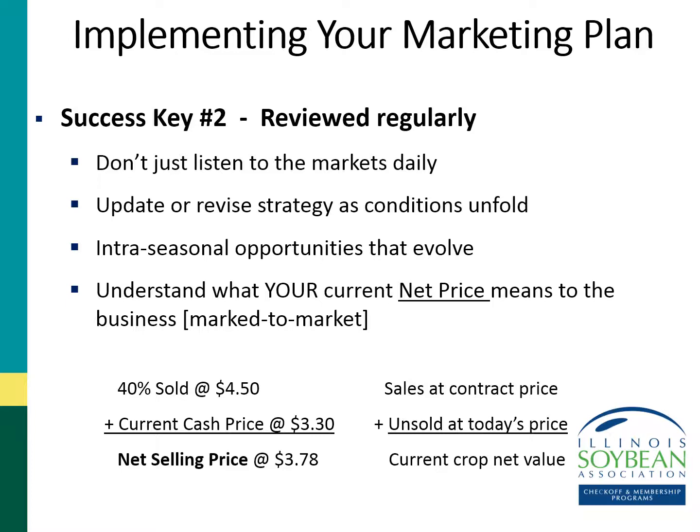And it's really important that you try and understand what your current net price means to the business. And by net price, I'm talking about that marked to market price that is net of everything. That's what you have sold at that price plus what is unsold at the price you could get today, and what that net overall average is. In this example, let's say it was corn. If you were 40% sold at $4.50 and the current cash price was $3.30, that'd be a net selling price of $3.78. And knowing that $3.78 and knowing the impact of what $3.78 would do for your business is why you review it regularly, because knowing where that net selling price is more often can just change the risk profile at which you approach decisions throughout the year.